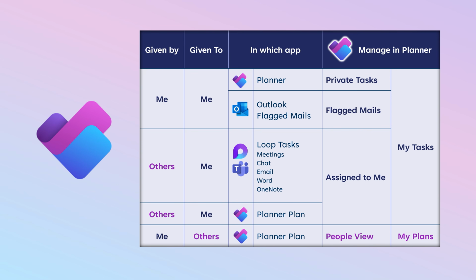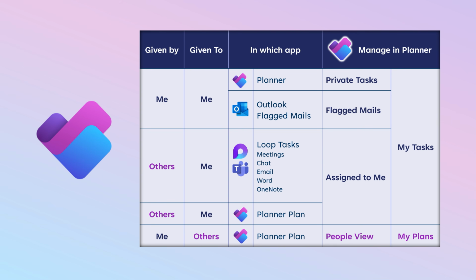The simplest one is I give a task to myself, go to Planner, add a task, and they will appear under private tasks under my tasks. You can also do the same in the To-Do app as well as the old Outlook tasks. They will still appear as private tasks. Flagging of Outlook mails is an outdated thing, but if you already have some, they will still be visible. But going further, stop flagging emails. Use the private tasks because that's a better option.